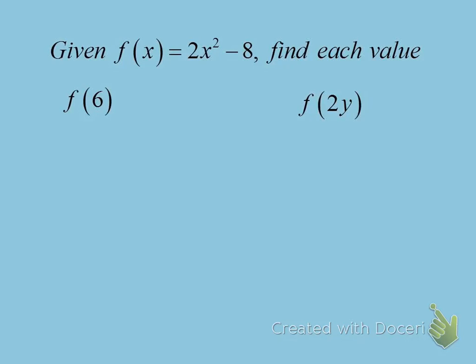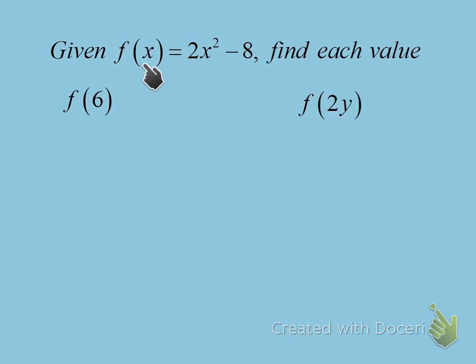All right, now, given f of x equals 2x squared minus 8, find each value. First one, f of 6. Second one, f of 2y. At some point, a teacher probably taught you guys this. Okay, everybody remember this? I know I've taught some of you guys in here this. And they probably all use the machine analogy. I'm not a big fan of that. Here's what I like.